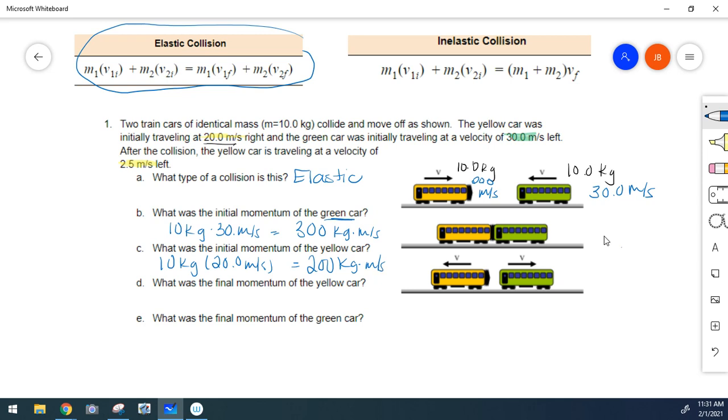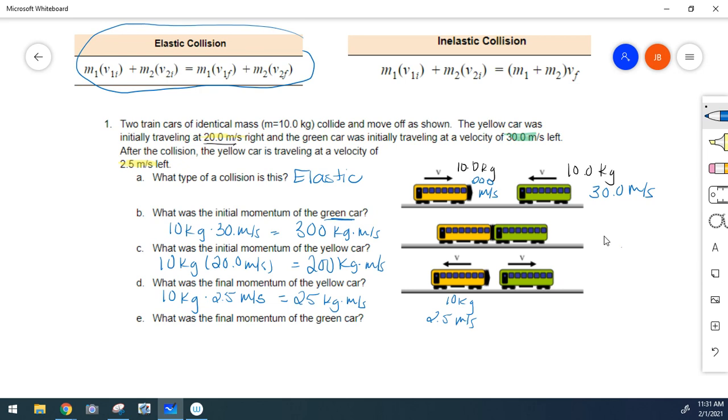And what's the final momentum of the yellow car? Well, the yellow car is still 10 kilograms after the collision, but it's now moving at 2.5 meters per second. So we'll say 10 kilograms times 2.5 meters per second. And that will give us 25 kilograms times meters per second.